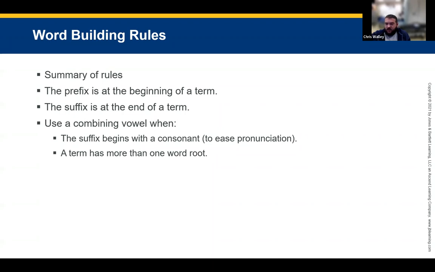A term has more than one word root. A combining vowel must be placed between the two word roots, even if the second root begins with a vowel.